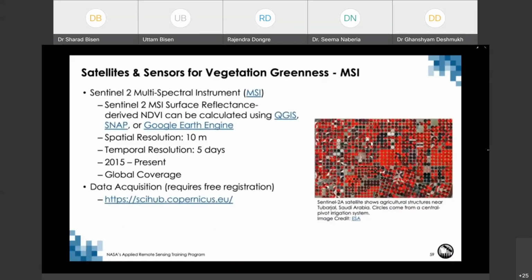The last option we'll discuss for deriving vegetation greenness from vegetation indices is from the multispectral instrument flown on Sentinel-2A and 2B. Vegetation indices can be calculated using QGIS, SNAP, Google Earth Engine, or other image processing software. The spatial resolution of these vegetation products from MSI is 10 meters, and the temporal resolution is 5 days with both satellites. The Sentinels provide global coverage from 2015 to the present. The website to access Sentinel-2 data can be found at the link below.